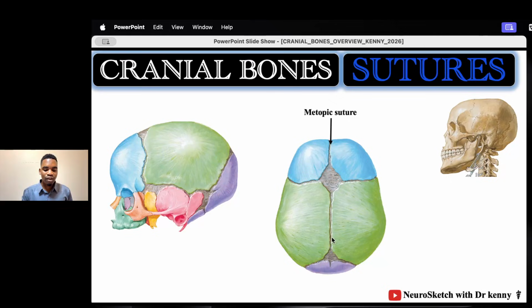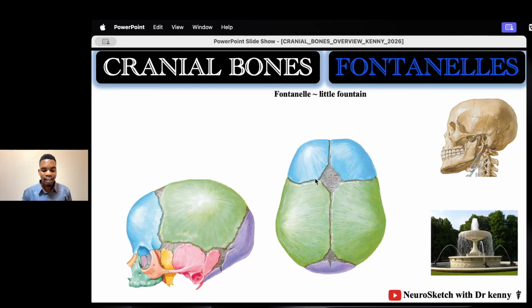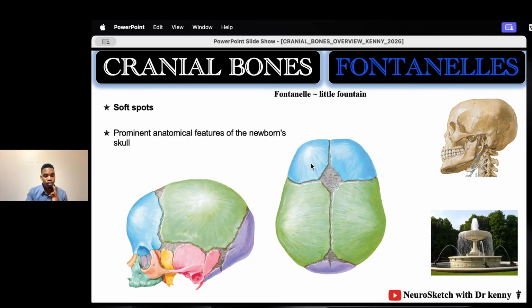But we've seen we have different bones of the skull, and these different bones will meet at some point. When they're doing so, there are gaps which are left in between, and these gaps are called the fontanelles. Fontanelles are the gaps left when different bones of the skull meet. The word fontanelle means little fountain, because of the pulsating activity of the fontanelle. The fontanelles are not covered by bones, so they are also referred to as soft spots, because they're not covered by bones.